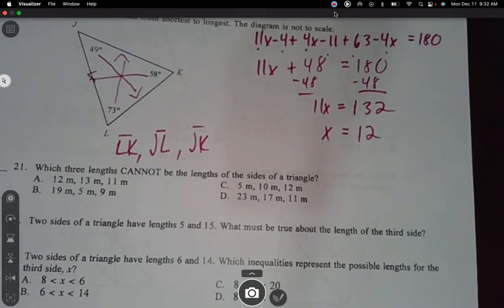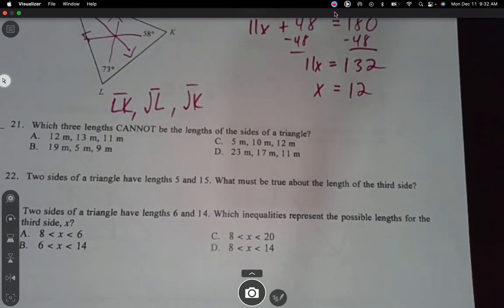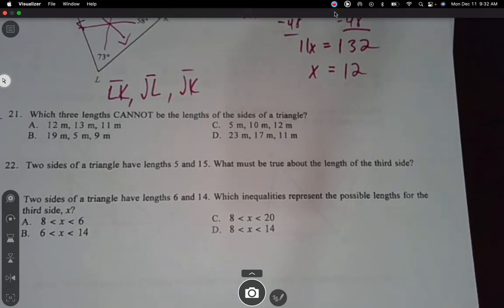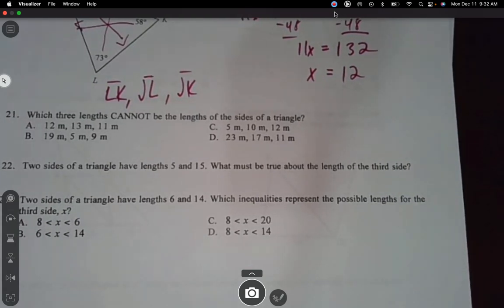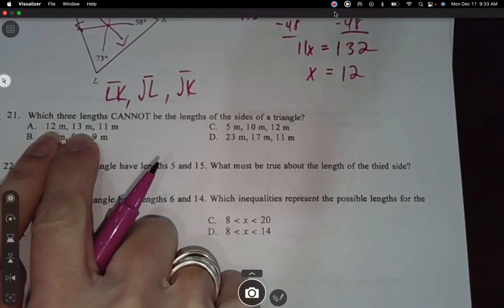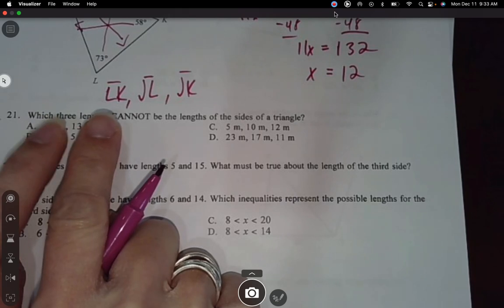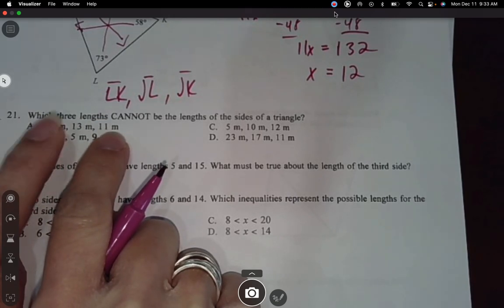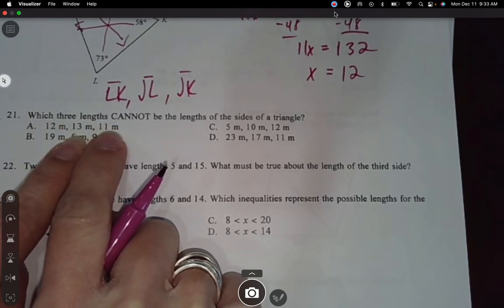All right, number 21. Which 3 lengths cannot be the lengths of the sides of a triangle? So what do y'all remember on this rule? If you add 2 together, it has to be bigger than the third side. You have to check all of them. So like is 12 and 13 bigger than 11? Yes. Are 11 and 12 bigger than 13? Yes. And are 13 and 11 bigger than 12? Yes. So that one works.